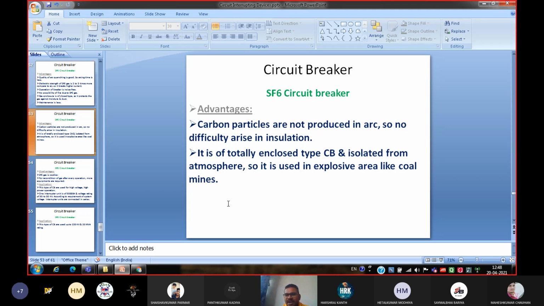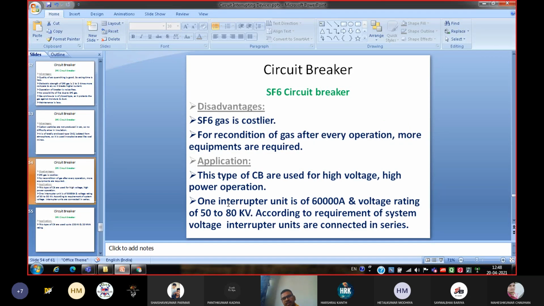It is a totally enclosed type circuit breaker and isolated from atmosphere, so it is used in explosive areas like coal mines. Okay, I already told you that it is a fully enclosed type circuit breaker. So there is no atmospheric effect on the circuit breaker. So we can use this circuit breaker in explosive areas also, like coal mines. Okay. So these are the advantages we are getting in the SF6 circuit breaker.